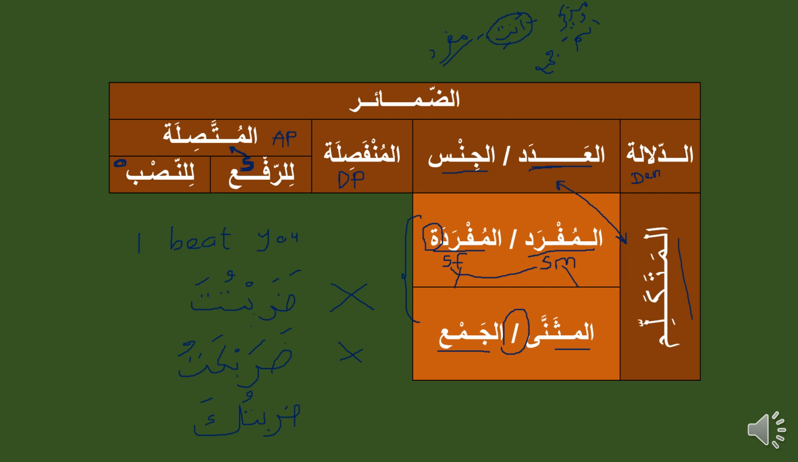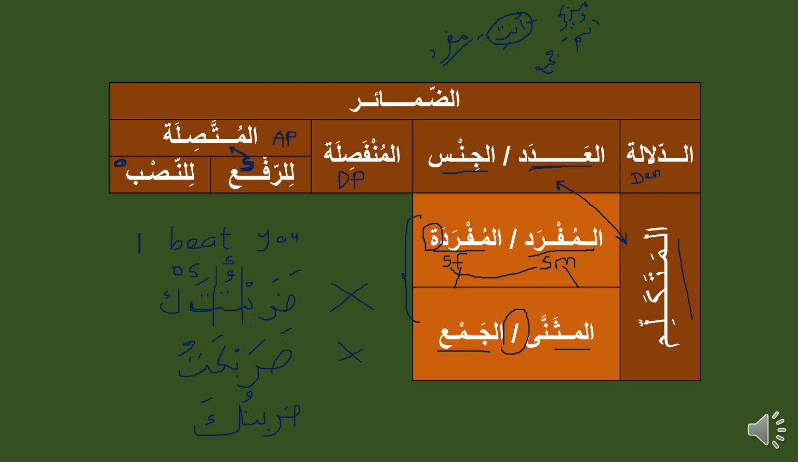Okay, let's analyze the reason why these ones are wrong. We have the verb, which is right, and we have the subject, which is right, but the pronoun that is supposed to be used for the object is not ta. This ta is a subjective pronoun, though they both mean you. Ta means you and ka means you, but this ta is a subjective pronoun, and this is the subject and this is the object. So here we are supposed to use the objective pronoun, which is ka. So dorabtuka.